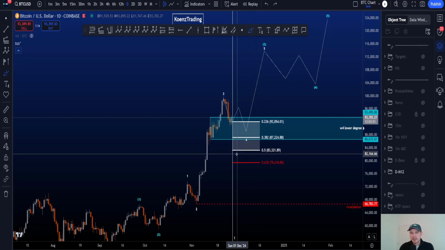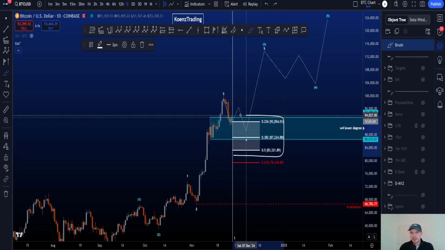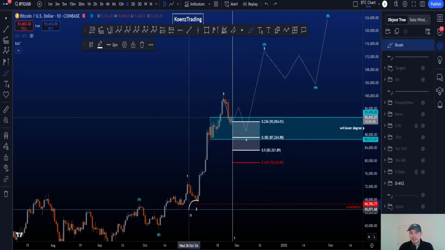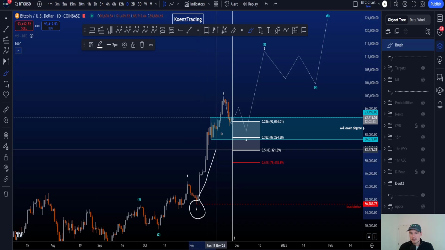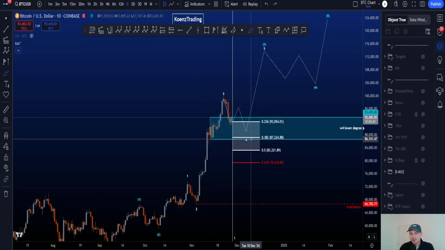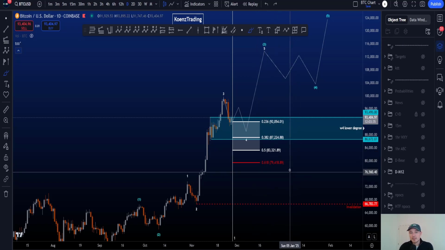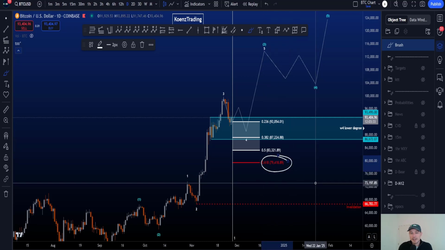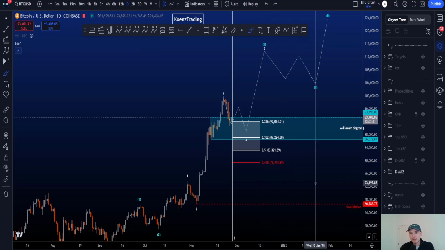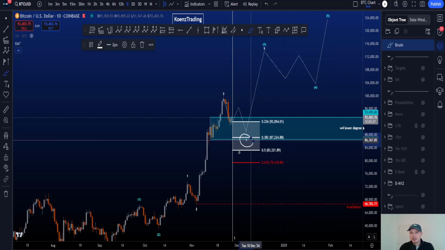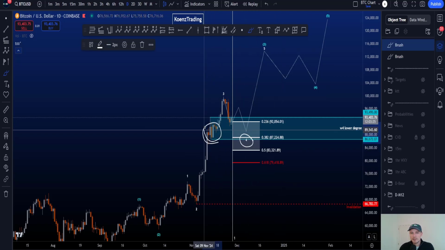Now the common target area for this white wave 4 here is between the 0.236 and the 0.5 Fibonacci, taken from the low of Y2 to the high of your white wave 3, giving you a target between 92k and 83.3k, with the invalidation being the 0.618 at 79.4k.